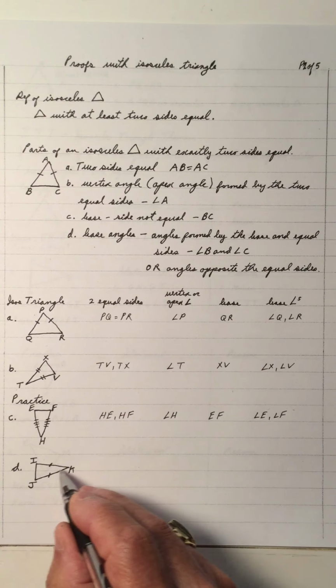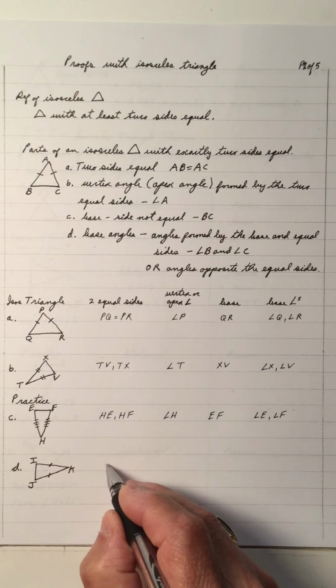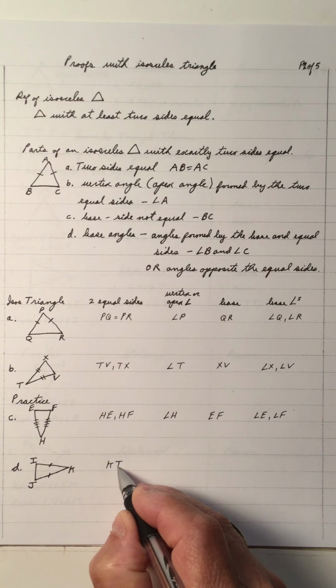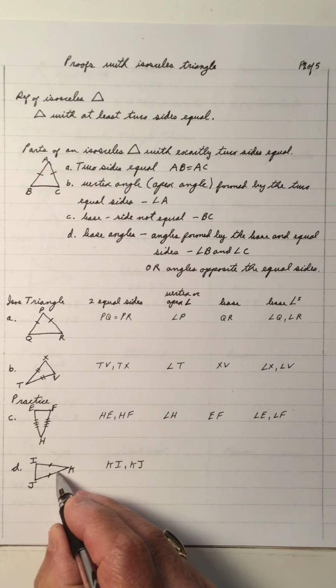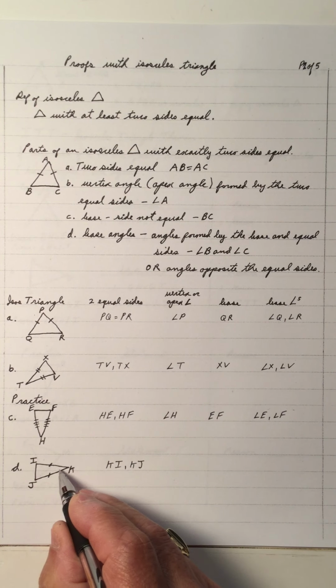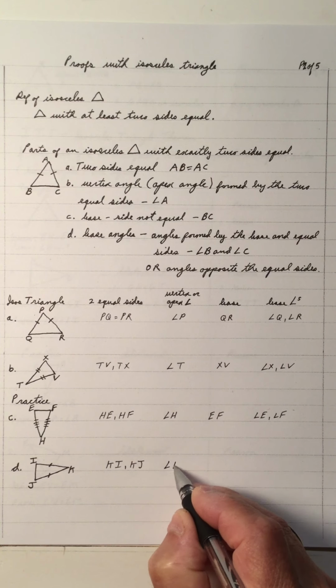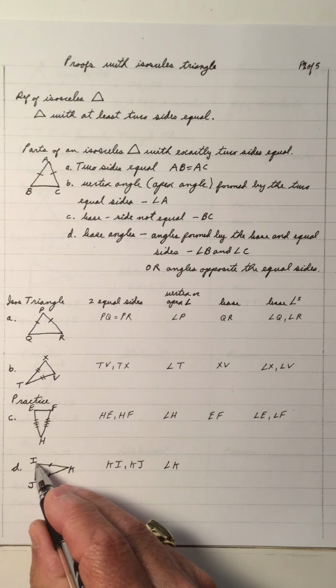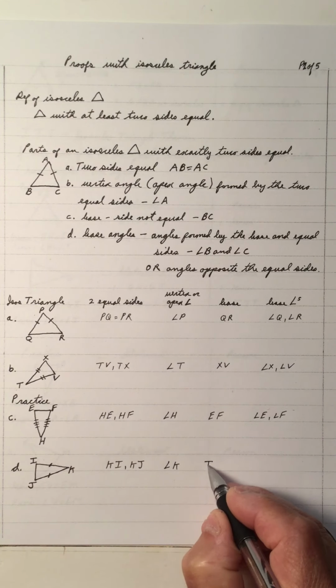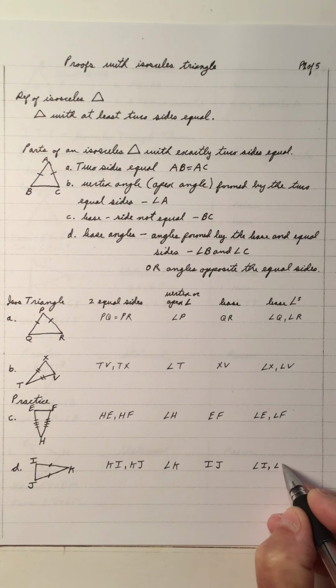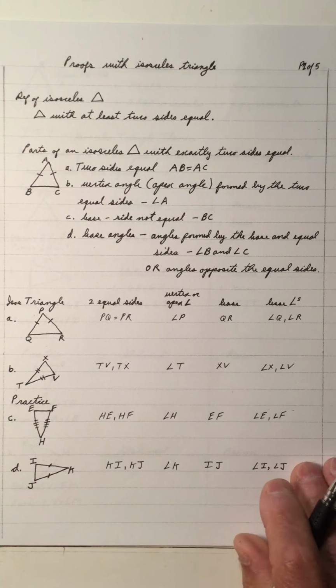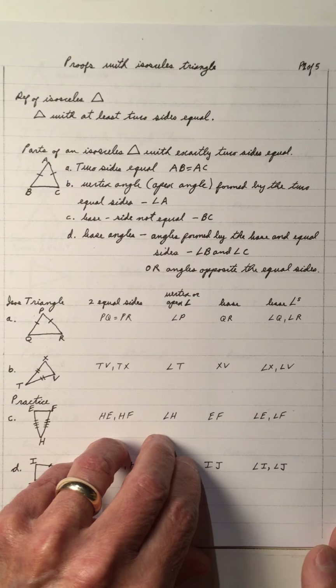The two equal sides are marked with one stroke each, so that's KI and KJ. The apex angle or vertex angle is K, angle K. The base is IJ. And the base angles are angle I and angle J. Okay, let's continue.